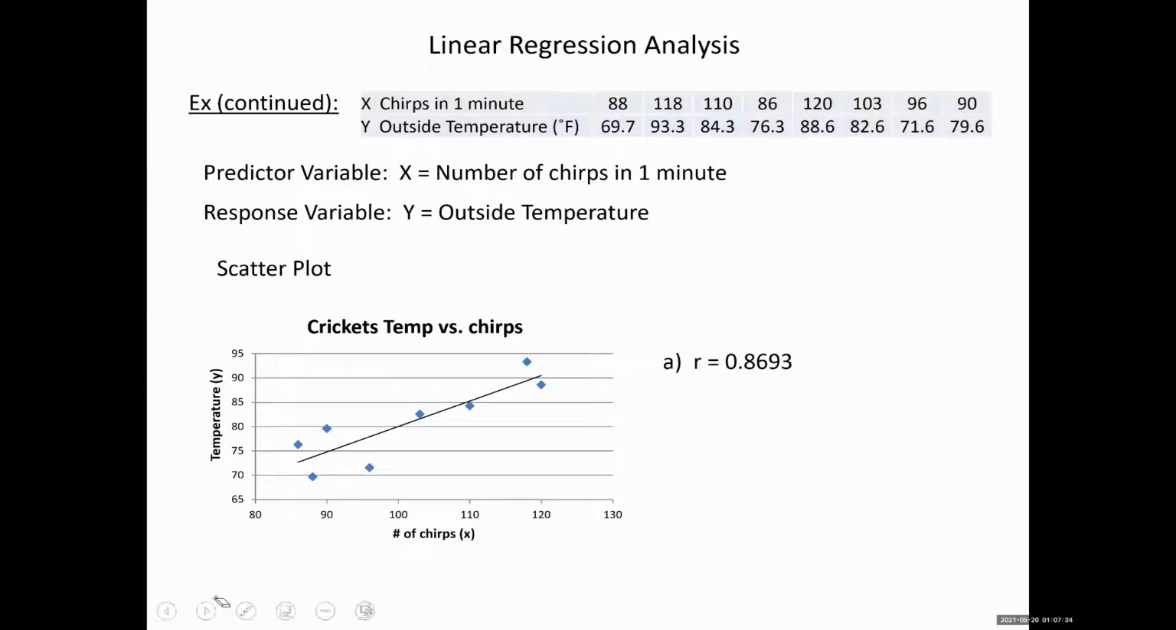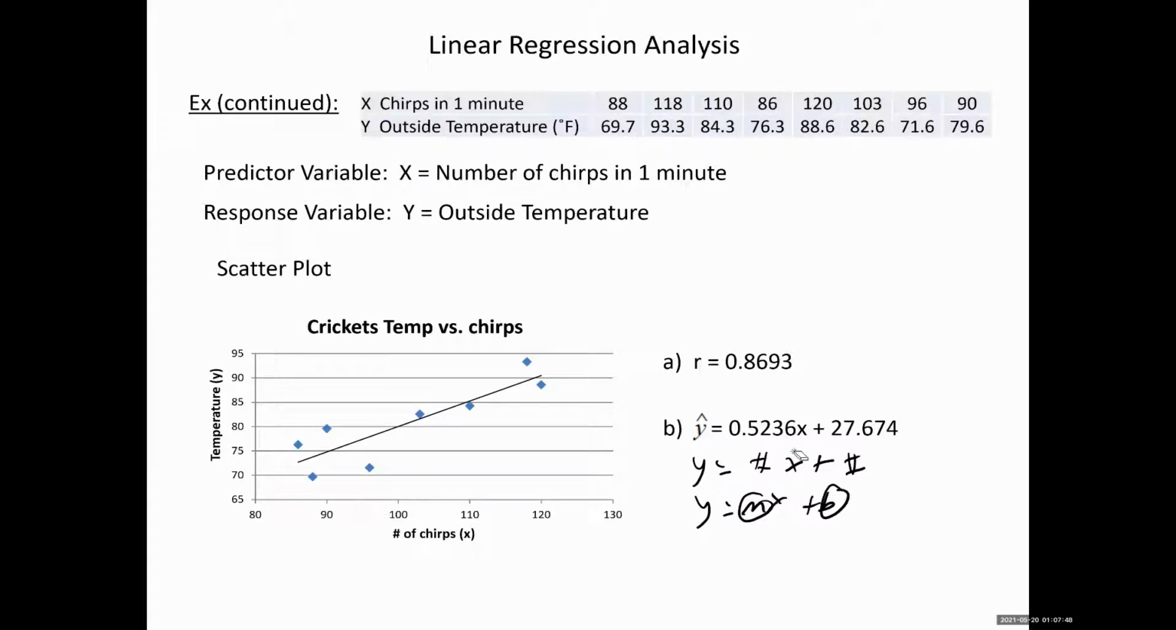I'm just going to give you the equation right now. The equation is this. It always looks like y equals a number times x plus a number. That's what it means when it's y equals mx plus b. The m and the b are numbers, and the x and the y have to be in the equation.